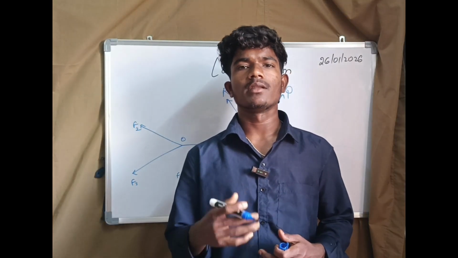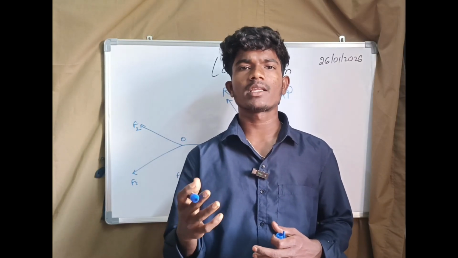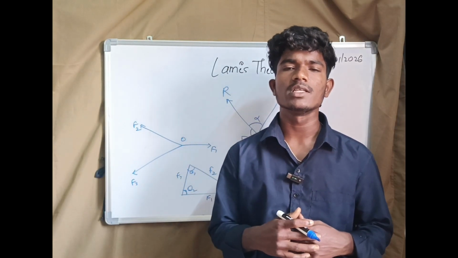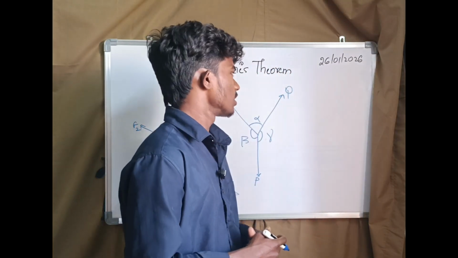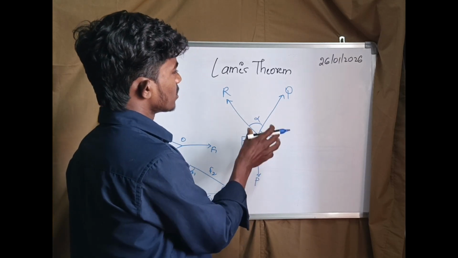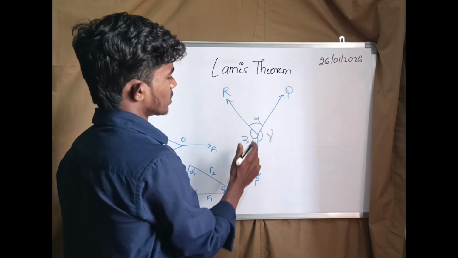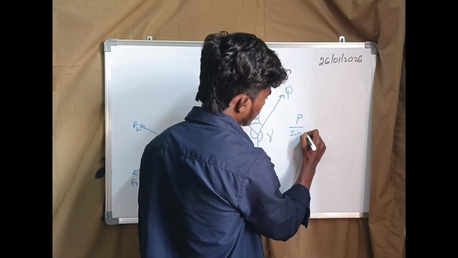The next topic is Lami's theorem. Lami's theorem states that if three forces acting at a point are in equilibrium, then each force is proportional to the sine of the angle between the other two forces. If we take the force P, it is proportional to the sine of the angle between the other two forces. That is, we can write P by sine alpha.